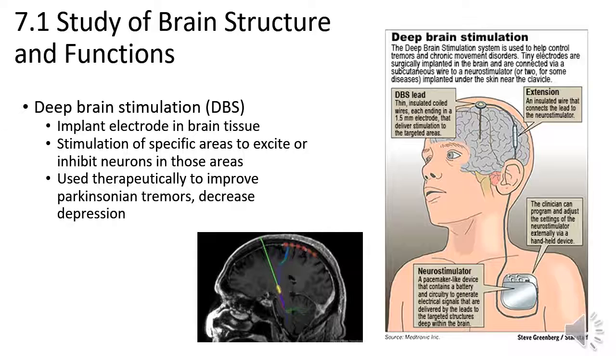This has been used mostly therapeutically. It's a little bit too dangerous to use for just research. So it's been mostly used just therapeutically to improve Parkinsonian tremors, so going into the middle part of the brain to try to stimulate the brain and decrease Parkinsonian tremors. It's also been used to stimulate part of the brain believed to be under-functioning in depression, and there has been some success in clinical trials of deep brain stimulation, relieving some people's depression.